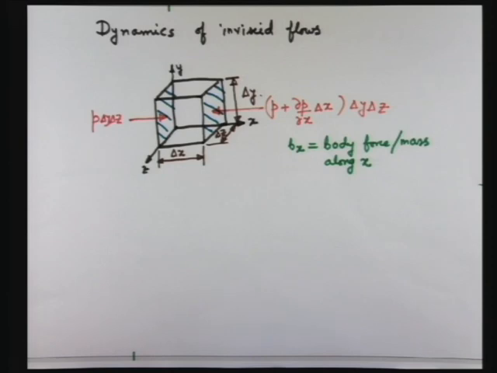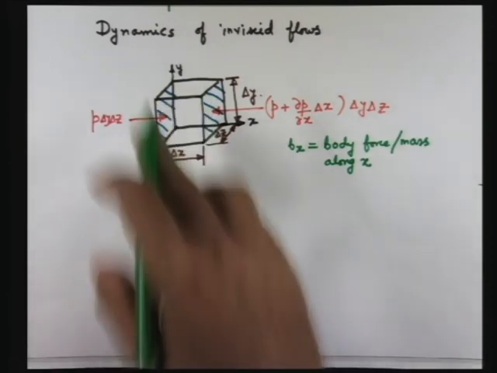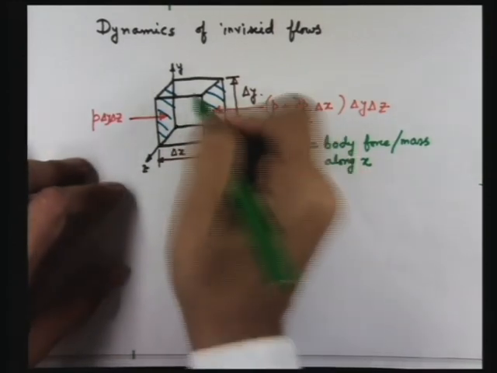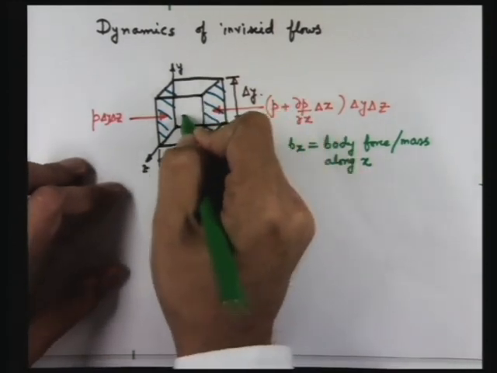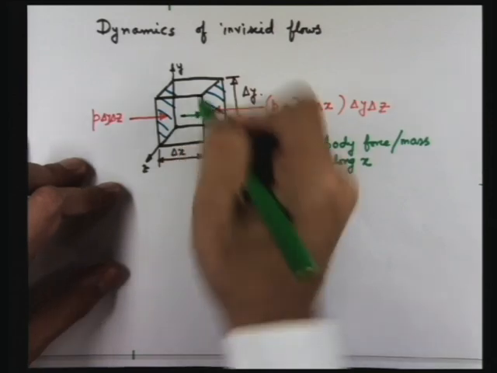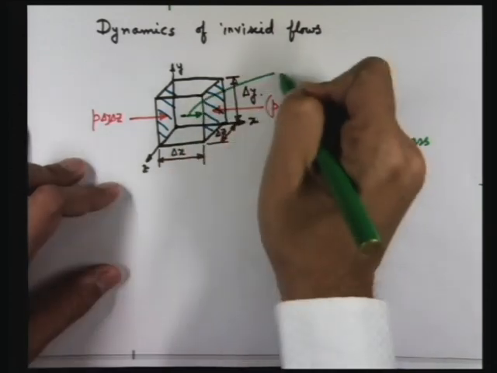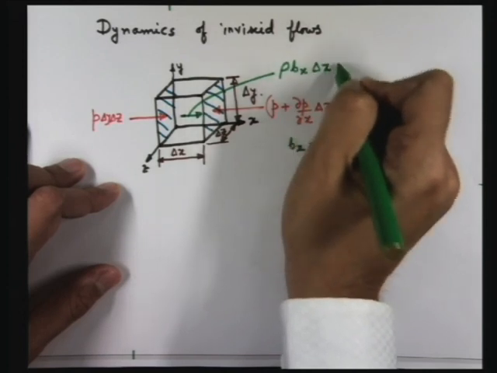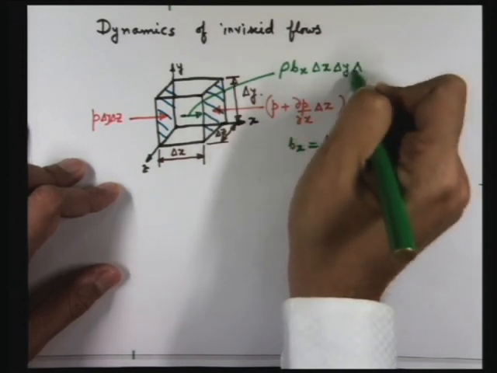So what is the mass of this fluid element? What is the volume of this fluid element? Delta x into delta y into delta z. What is the mass of the fluid element? That times rho, and total body force will be that times Bx. So let us write that body force here with this green color. So this one will be rho Bx delta x delta y delta z.